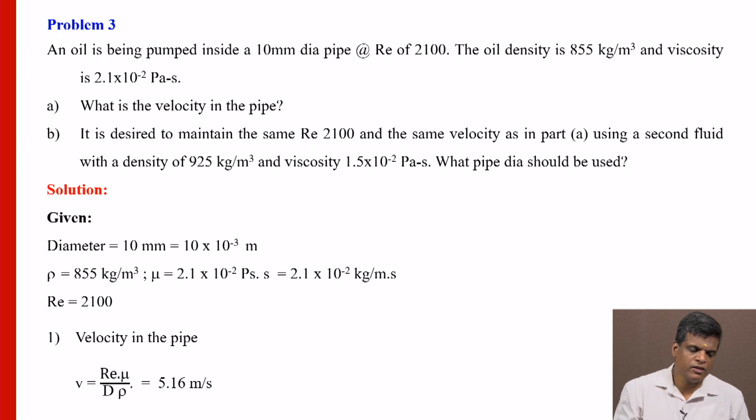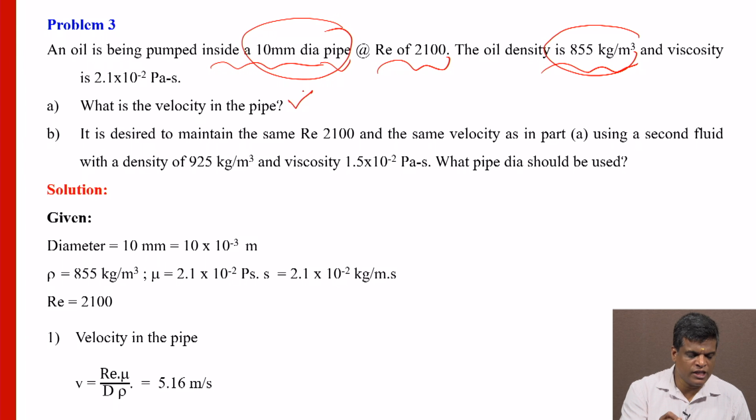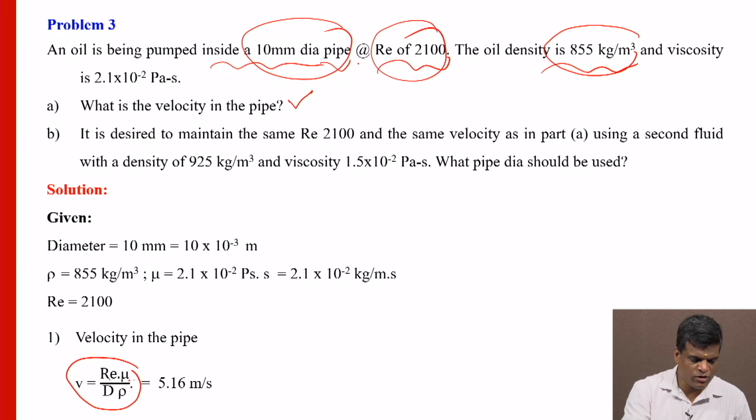Next, problem 3. The oil is being pumped inside a pipe of 12 millimeter diameter, the Reynolds number is 2100, the oil density is 855 kg per meter cube, and the viscosity is also given. They are asking what is the velocity in the pipe. The same equation is reversed here: the Reynolds number equals dVρ/μ. So velocity equals Reynolds number times μ divided by dρ. The Reynolds number is already available, 2100. So just substitute all the values and get the value of velocity.